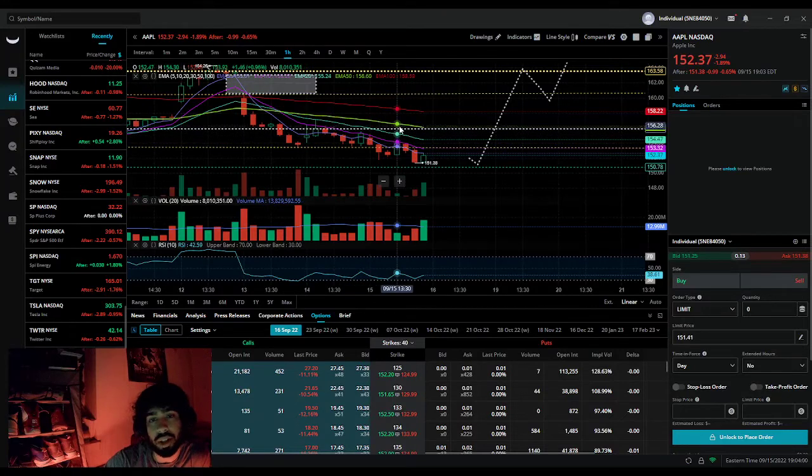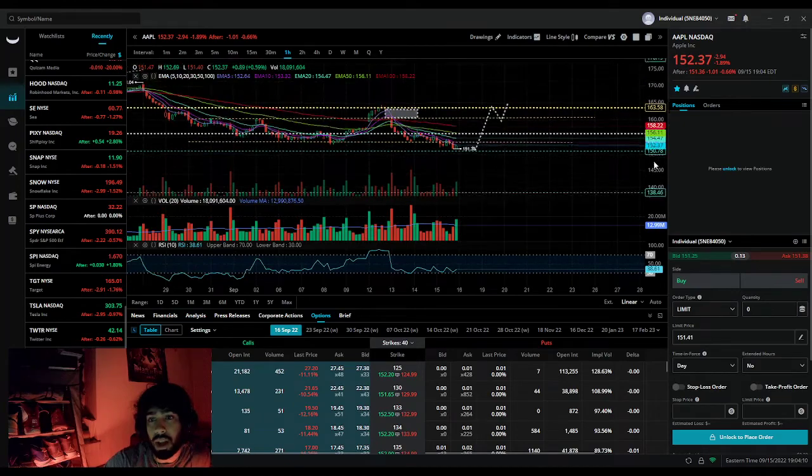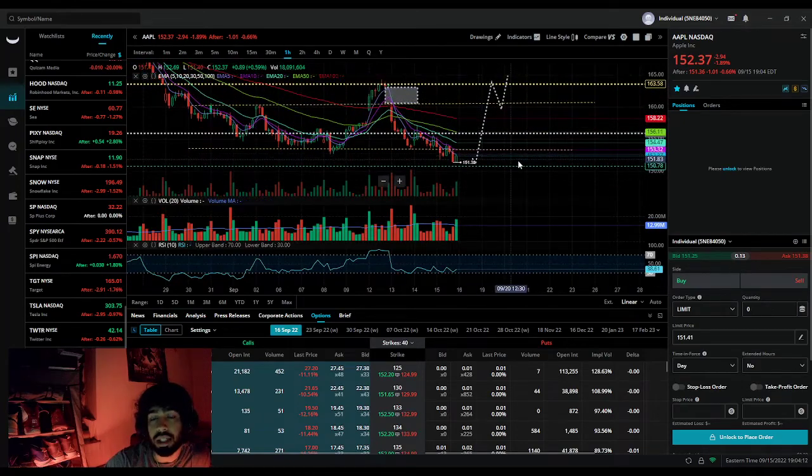Like the 5, 10, 20, 50, 100, they have not crossed at all, which is, I can't say it's bullish or bearish. Right now the trend is saying it's bearish. I could see it come down just a little bit tomorrow.